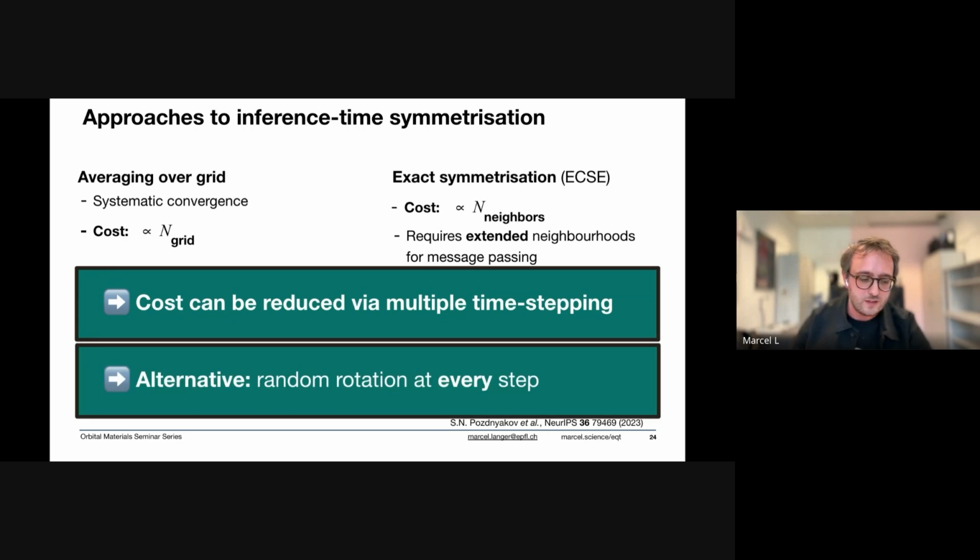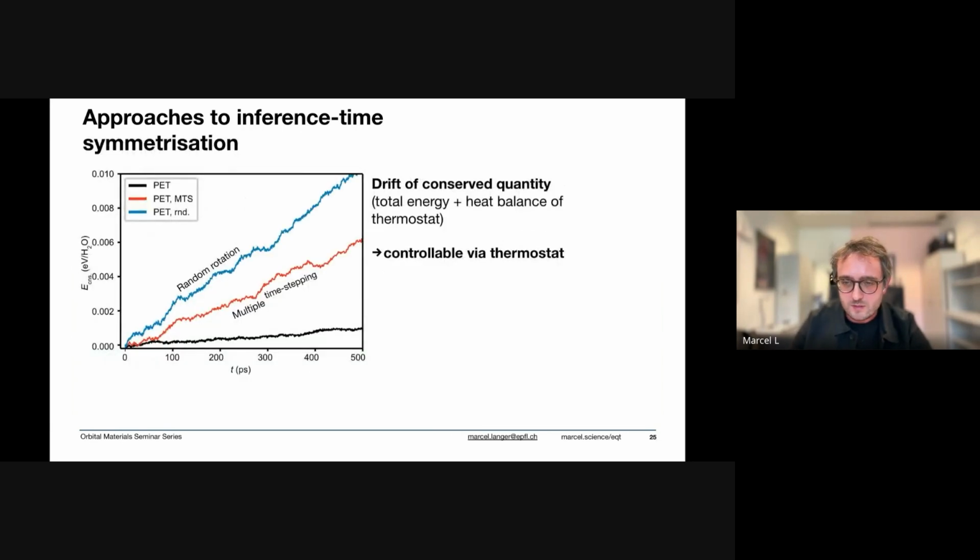If this is still too expensive, another thing that we played around with is that one could do essentially the same thing one does with data augmentation, but at inference time. So at every step of the molecular dynamics, one applies a random rotation to the inputs, so that on average, you have averaged over all the possible rotations. Both of these methods, of course, introduce noise.